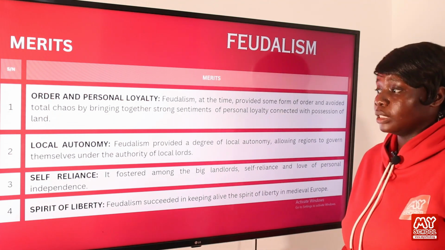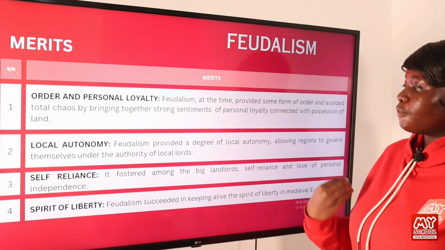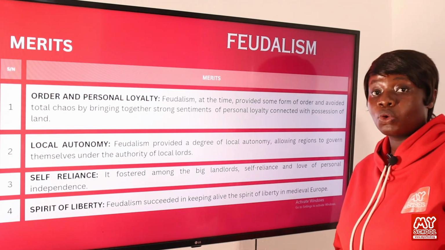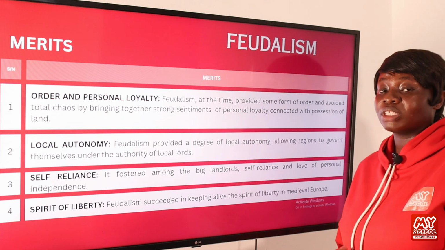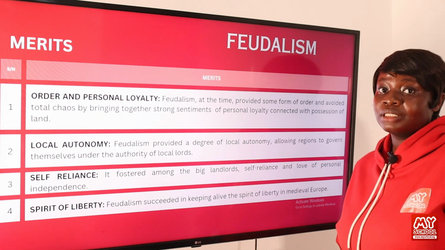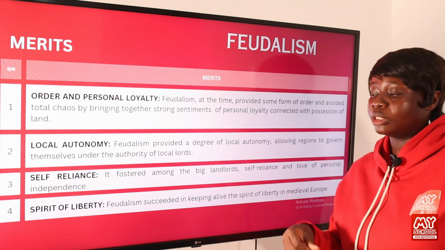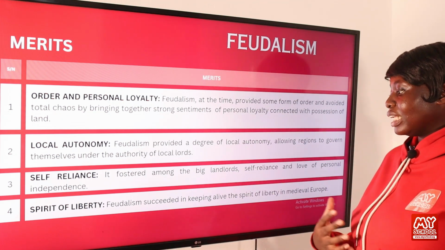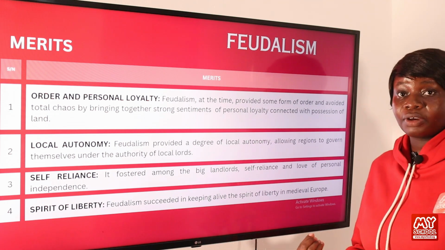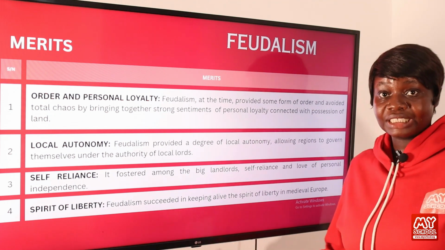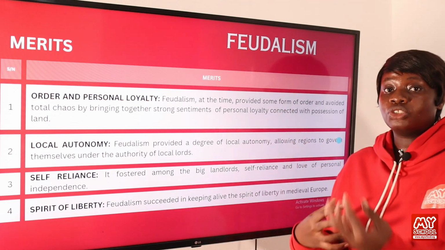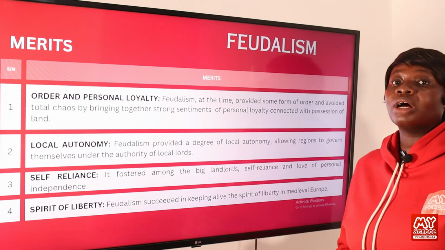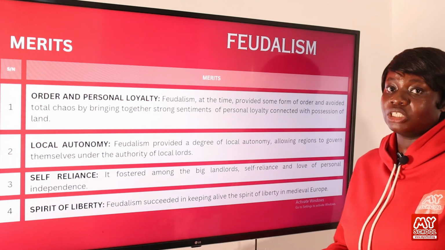And that merit of feudalism is self-reliance. It fostered among the big landlords self-reliance and love of personal independence. So these local lords had independence. They could do whatever they wanted within their land, and there was no higher authority to question them. And that merit is the spirit of liberty. Feudalism succeeded in keeping alive the spirit of liberty in medieval Europe. Again, there is independence. The king and the queen did not have authority to give them laws that they have to abide by. It is the local lords who created laws for themselves within their jurisdiction.